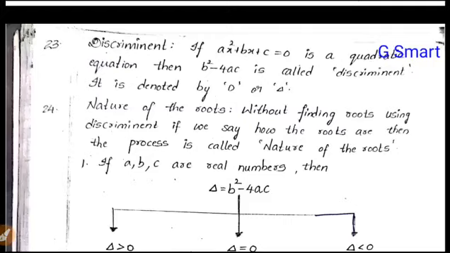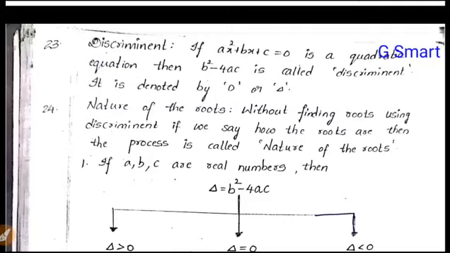So nature of the roots: without finding roots, using the discriminant, if we say how the roots are, then the process is called nature of the roots.